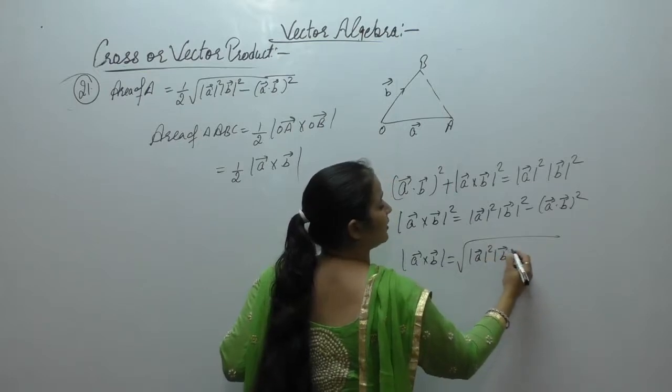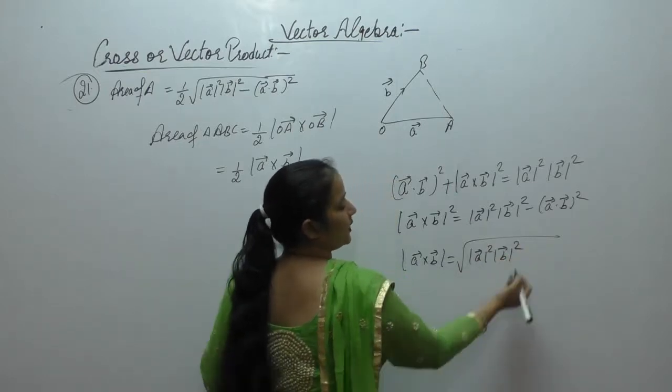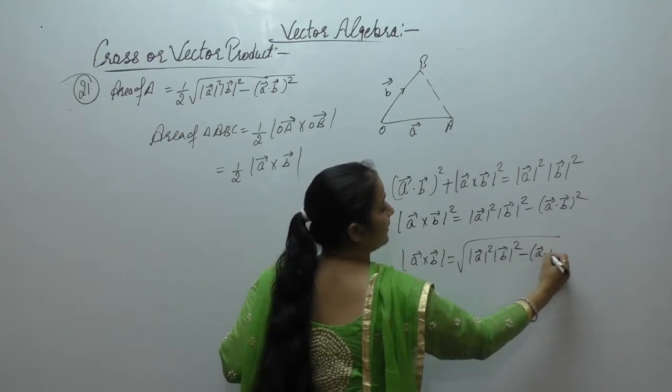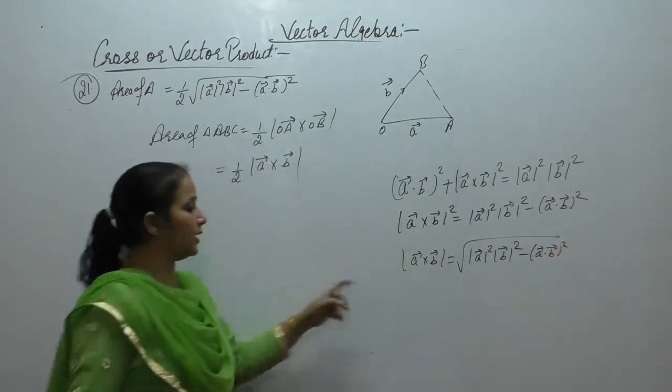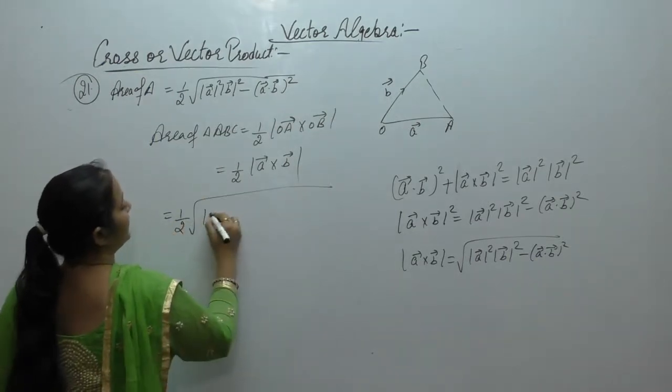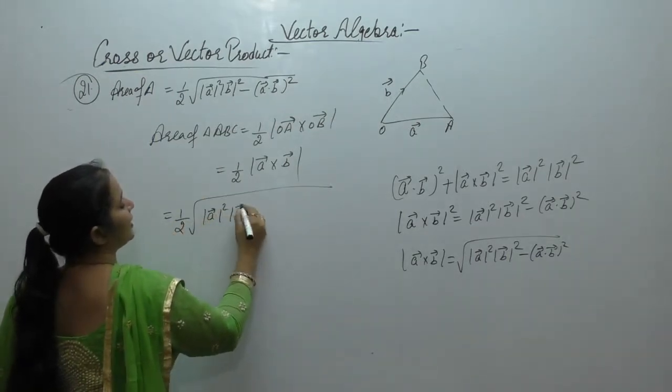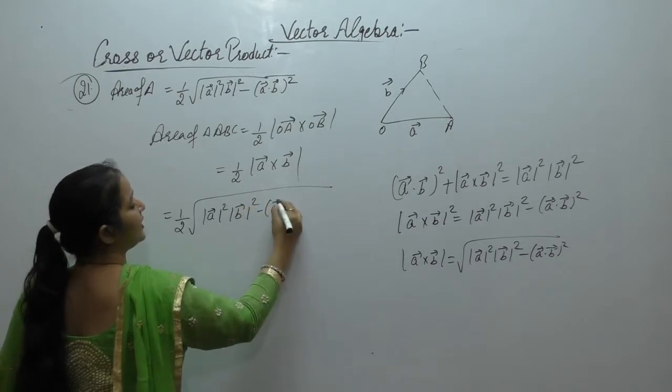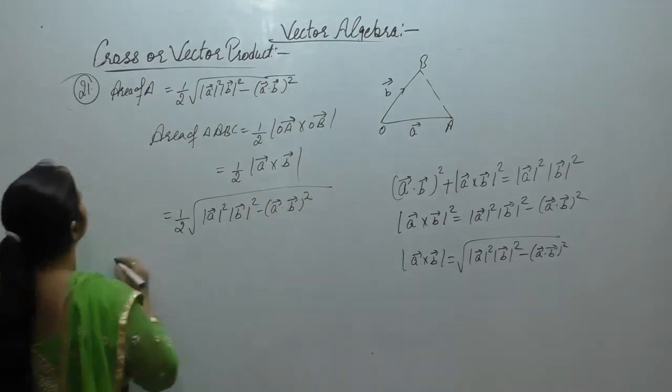Square magnitude of A vector, square magnitude of B vector, minus (A dot B) square. So A cross B has value square root of magnitude of A vector square, magnitude of B vector square, minus (A dot B) square.